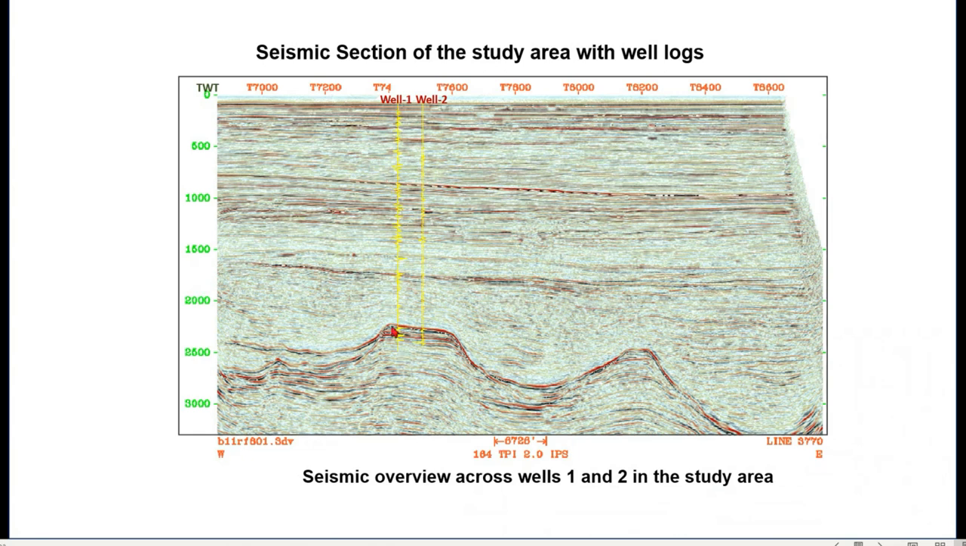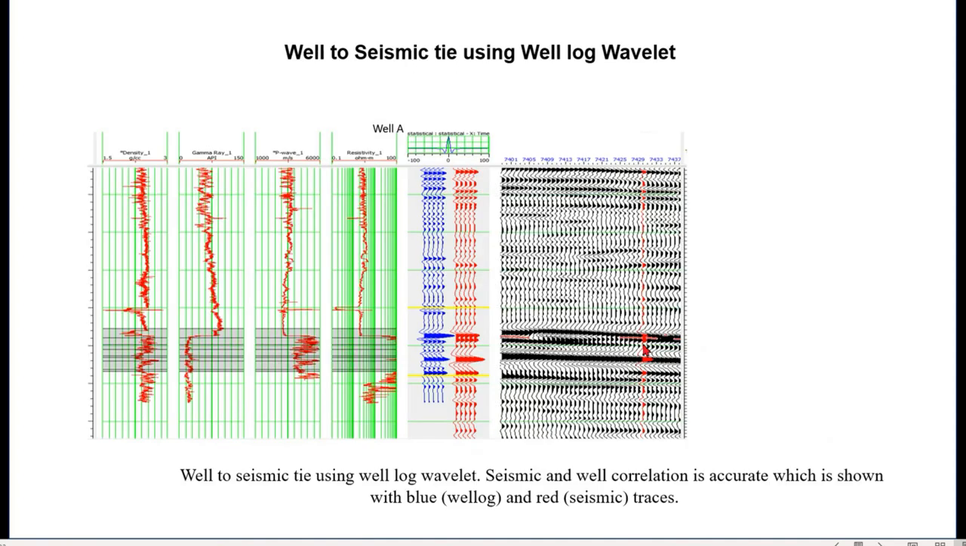So just to focus on that one, we already drilled the well here. I mean, two wells we have, and it's already producing the gas. And you can see this is your reservoir one, reservoir two. So prior to, before doing the seismic inversion, we go through well to seismic tie. The first objective, well to seismic tie.